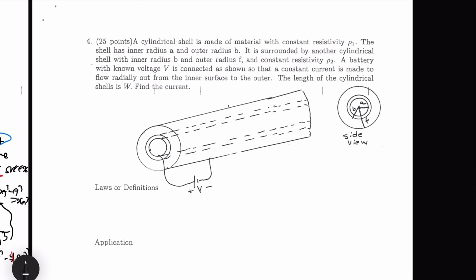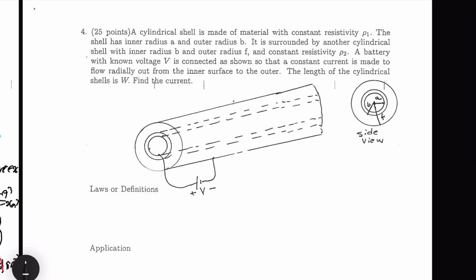So now, for number 4, a cylindrical shell. So it's important to know it's a cylinder. It is made of a material with constant resistivity rho 1. The shell has an inner radius A and outer radius B. It is surrounded by another cylindrical shell. Okay, so we have two cylindrical shells here with inner radius B and outer radius F with constant resistivity rho 2. Okay, so it's not the same, it's changing.